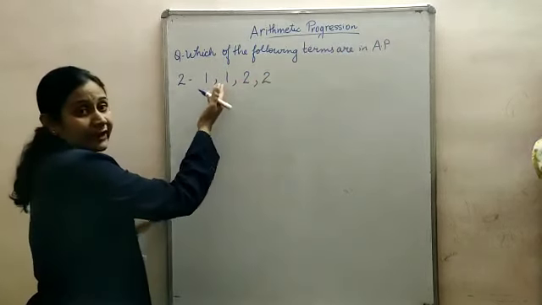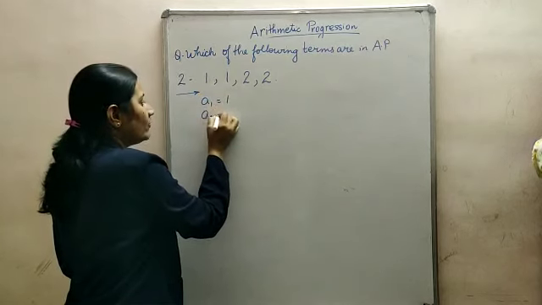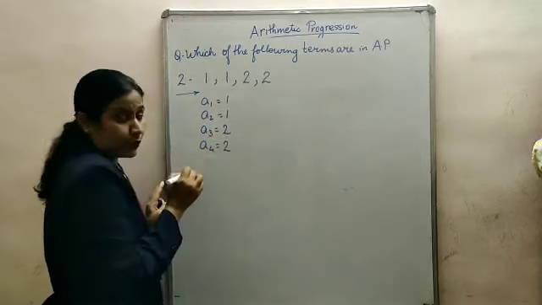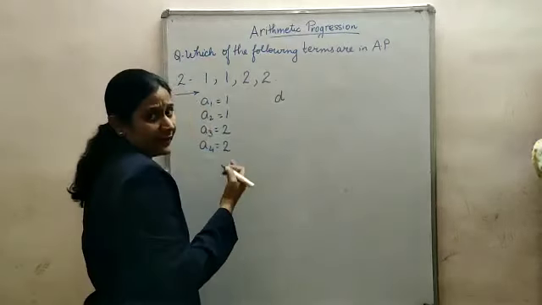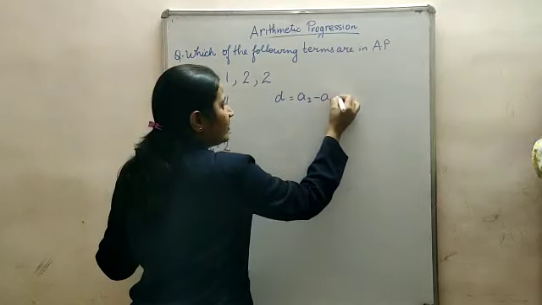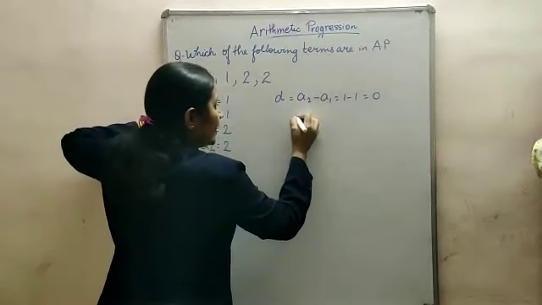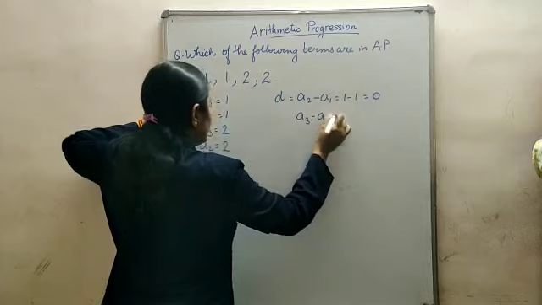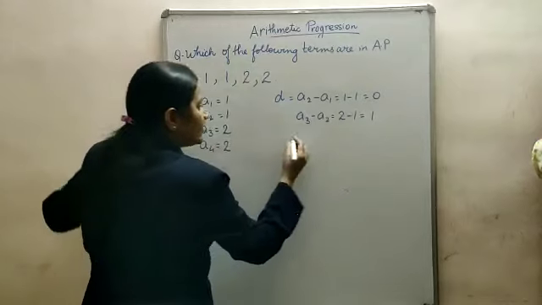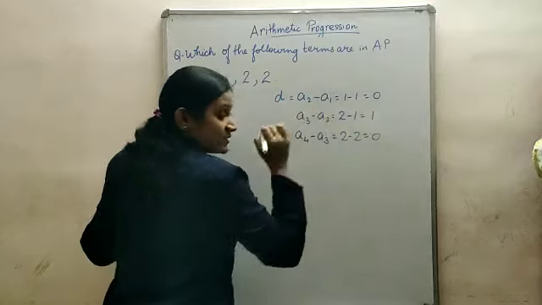अरिथमेटिक प्रोग्रेशन दिया है 1, 1, 2, 2। यहां पे हमारी a1 की वैल्यू 1 है, a2 की वैल्यू 1 है, a3 की वैल्यू 2 है, a4 की वैल्यू भी 2 है। अगेन हम क्या करने वाले हैं, we will be finding common difference, that is second term minus first term. So a2 minus a1 is equal to 1 minus 1 is equal to 0. Then again a3 minus a2 is equal to 2 minus 1 is equal to 1. Then a4 minus a3 is equal to 2 minus 2 is equal to 0.